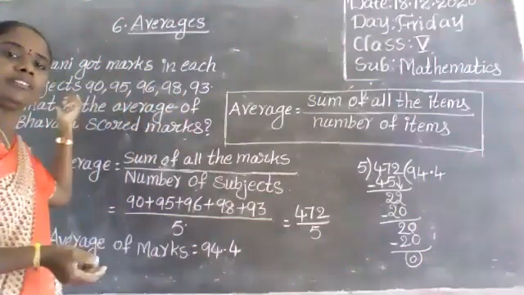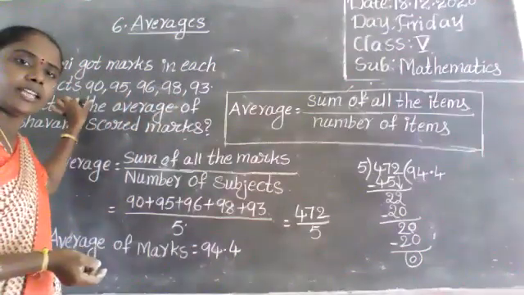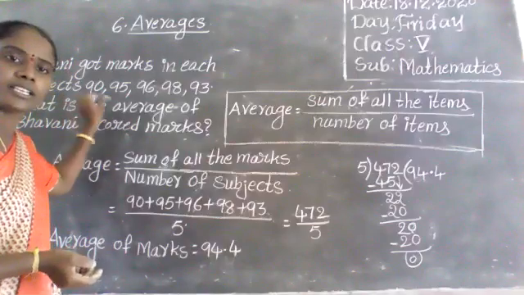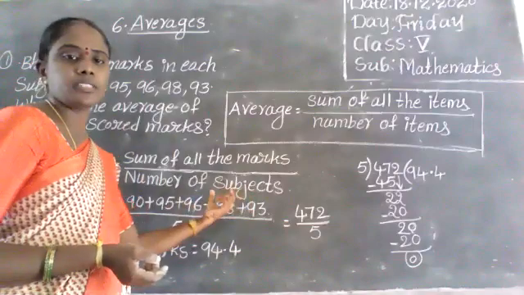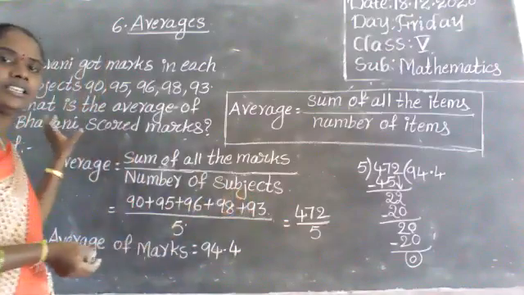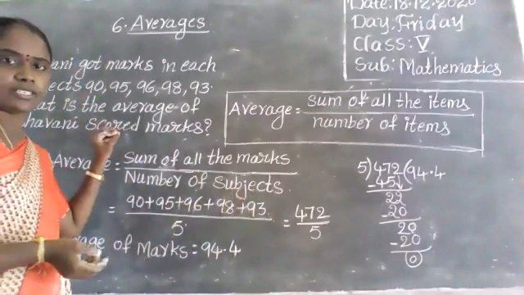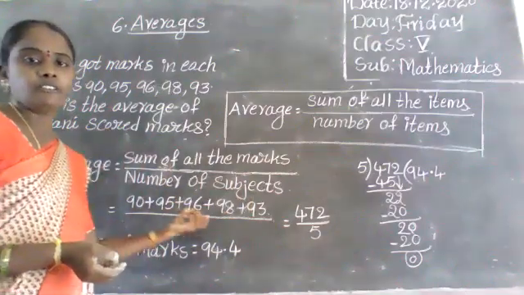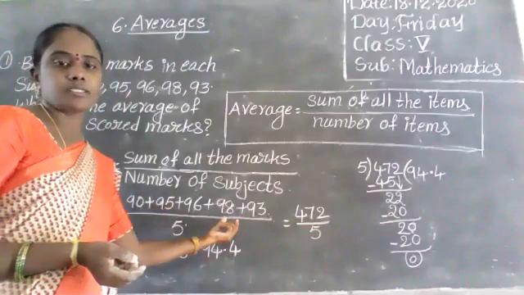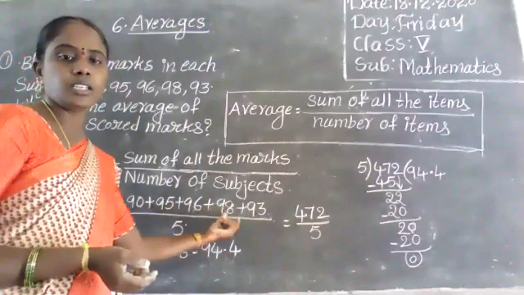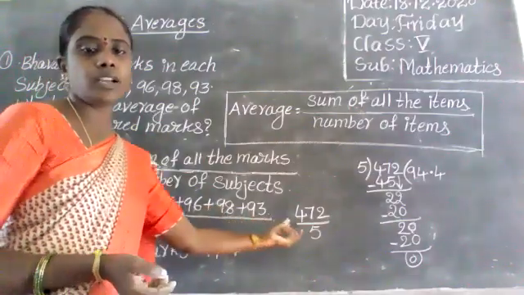But we said here about subjects. That's why we have to write here the number of subjects. How many subjects are there? 5 subjects. Yes, for yours only 5 subjects are there. That's why we have to write 5 subjects. Number of subjects 5. Total, add the numbers. What is the total of these numbers?